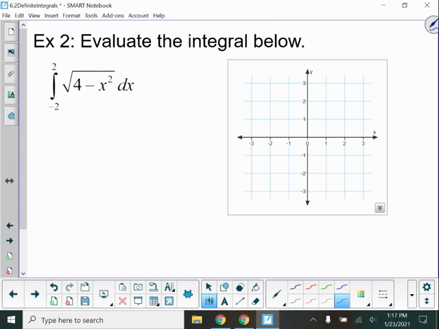Your part 2 video for 6.2 definite integrals. This brings us to example 2, evaluate the integral below. So we are looking at the integral from -2 to 2 of the square root of 4 minus x squared.